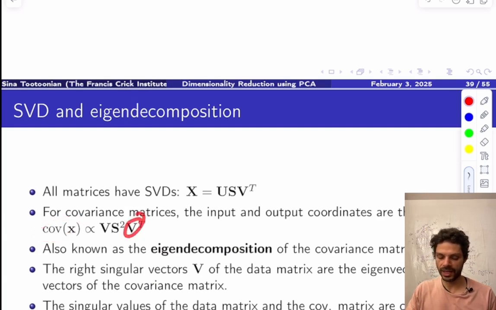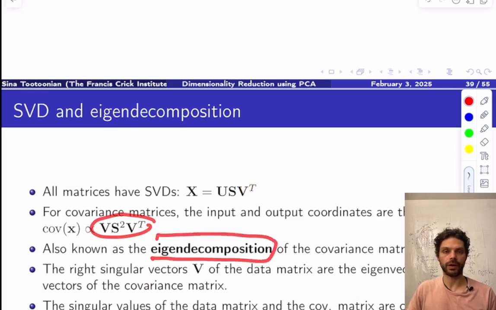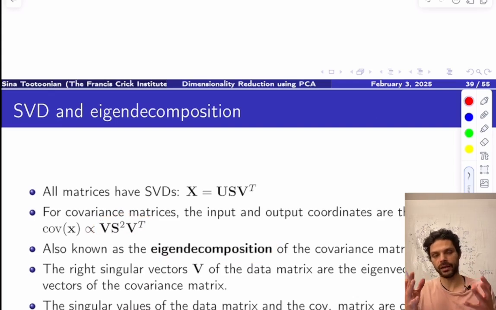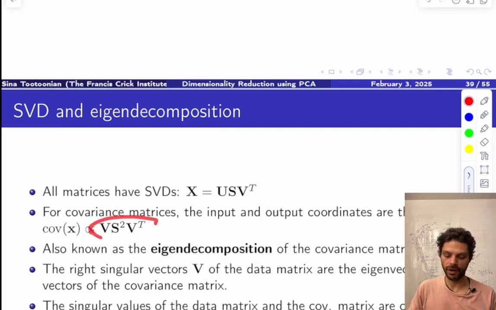And notice that it's the same vector, the same kind of coordinate system, but for the covariance, it actually shows up on the input side as well. So this expression is also known as the eigen decomposition of the covariance matrix. Okay, so square matrices have eigen decompositions, and for a covariance matrix, it equals its singular value decomposition.